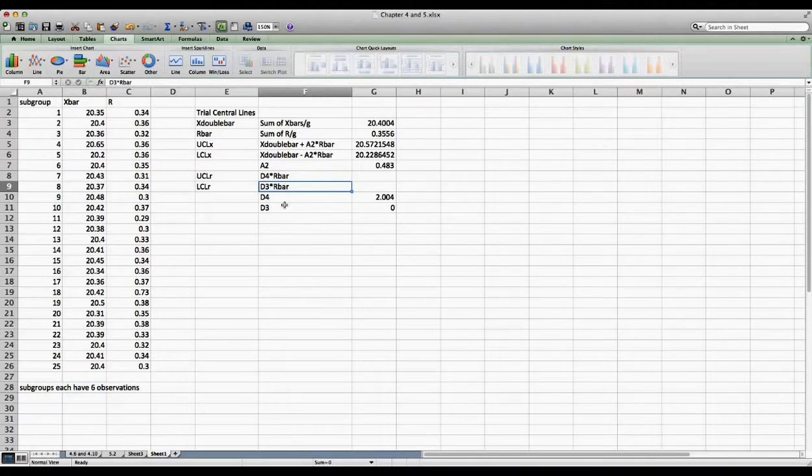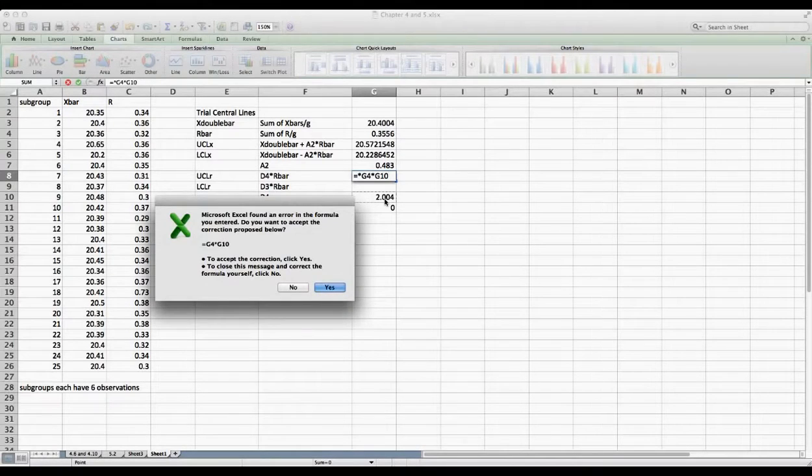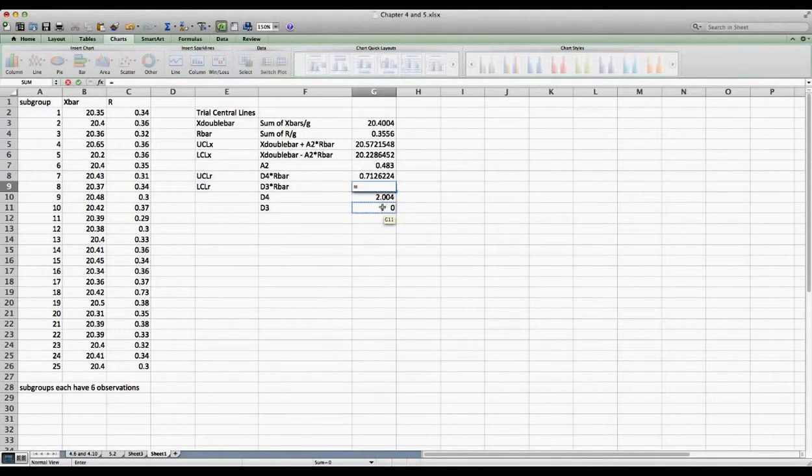And the D3 constant is 0. Also got this from the back of the book. So for the upper central limit for the R chart, very simply, I'm going to multiply this R bar value times 2.004, D4. And I'm going to do the same to get the lower central limit for the R bar chart. Equals D3 times 0.3556, which is 0. So check, check, check, check. These are the 6 values that I need to construct.